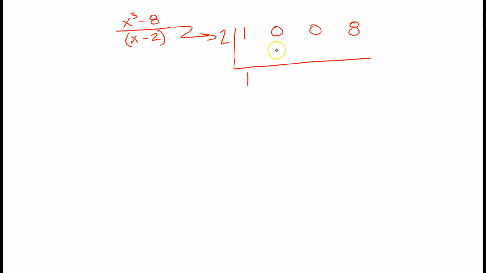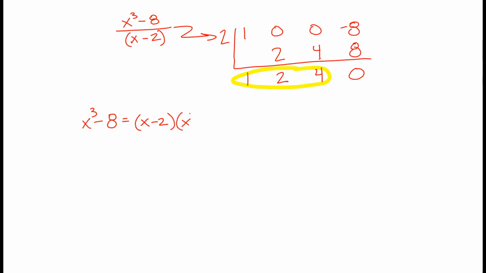Take the 1 down, 2 times 1 is 2, 0 plus 2 is 2. 2 times 2 is 4. The 4 up here, 0 plus 4 is 4, 2 times 4 is 8. Negative 8 plus 8 is 0. So I now have the 3 coefficients for my quotient. This work tells me that x cubed minus 8 has to equal x minus 2 times x squared plus 2x plus 4.